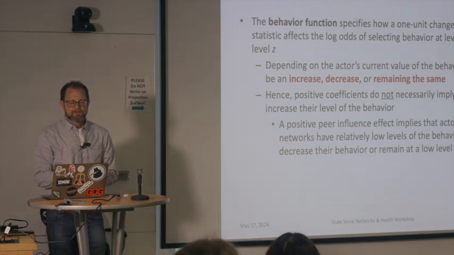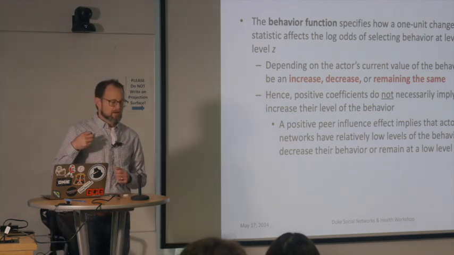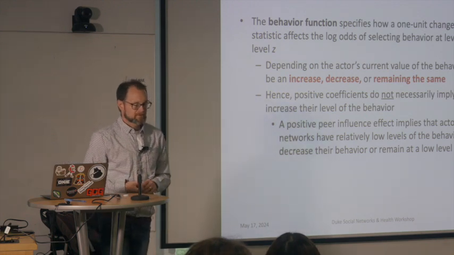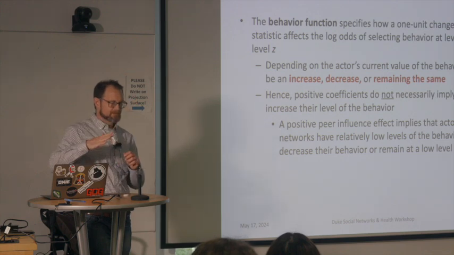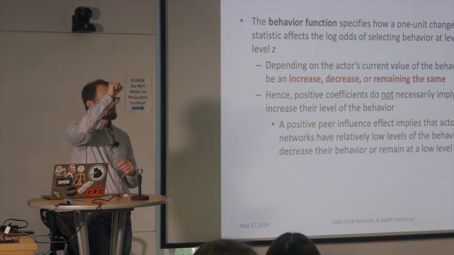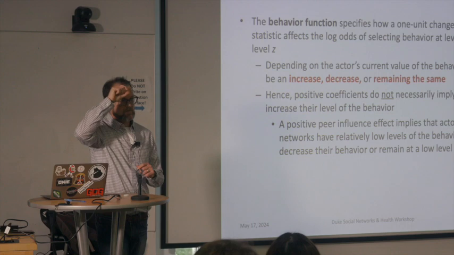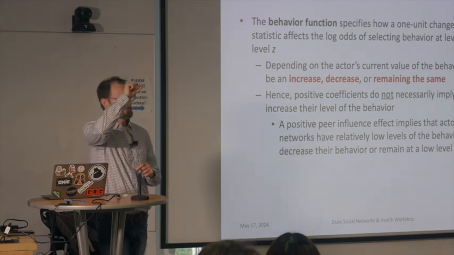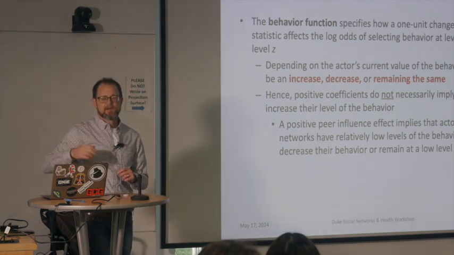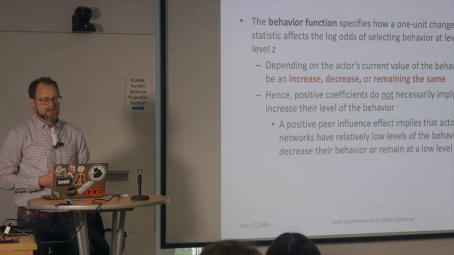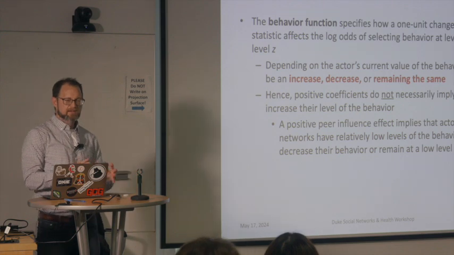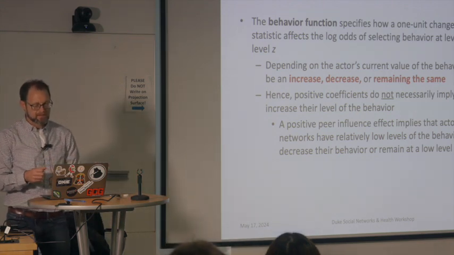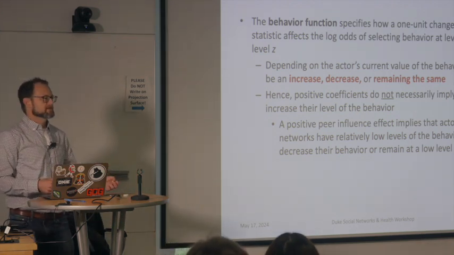So it might lead to a decrease in my behavior. I want to push you to think that these coefficients do not necessarily predict the level of the behavior or the direction of change in the behavior. It's different from models of change in that regard. Instead, you're calculating how this affects the level of the behavior that's most attractive.